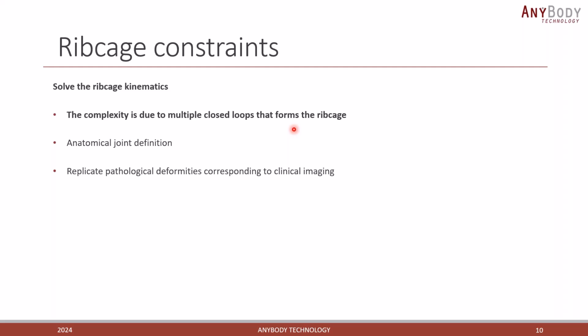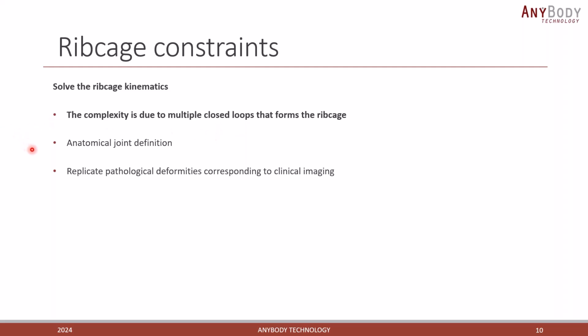So the hard part to get the ribcage kinematics to work was that the complexity was due to multiple closed loops that form this ribcage. So the ribcage, as you know, is a closed loop mechanism. So it was kind of hard to skip the redundancy and make the model kinematically determinate. But that's how we did it here.